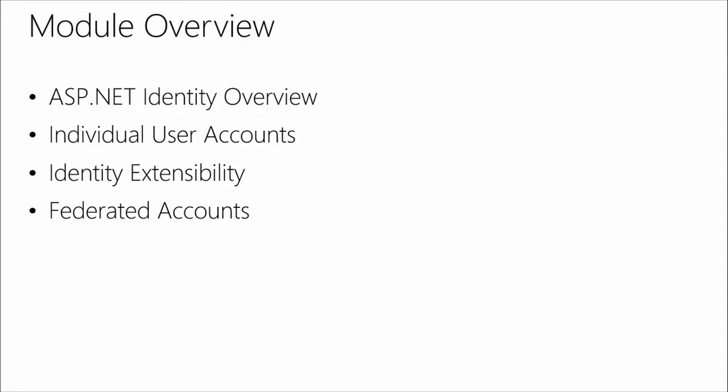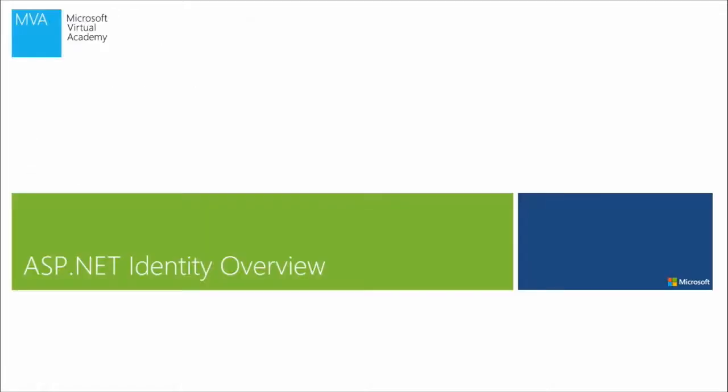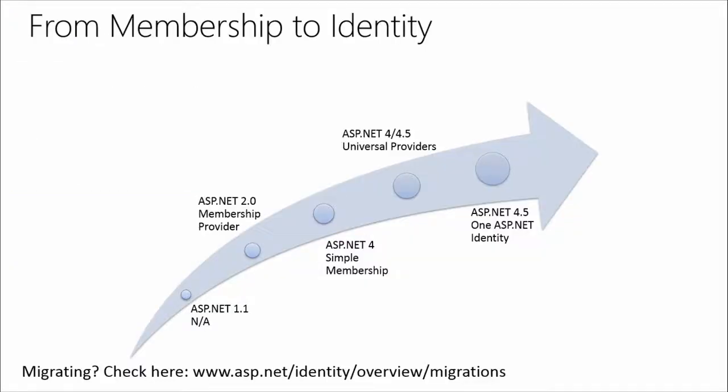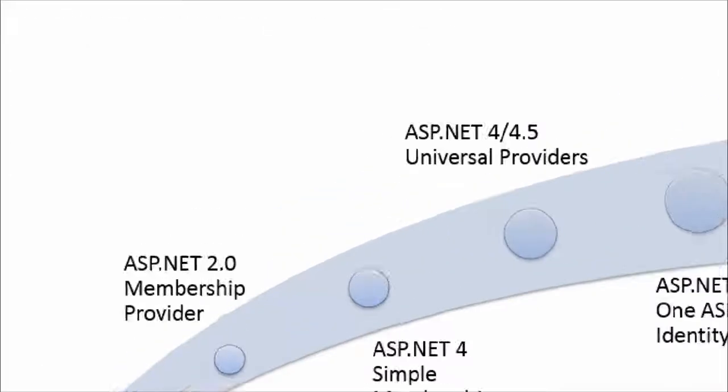Here's an overview of what we'll be looking at. ASP.NET Identity, individual user accounts, which is generally anything you're storing in a database. Identity extensibility, and federated identity as well. So here's a look at where we've been, how far we've come.